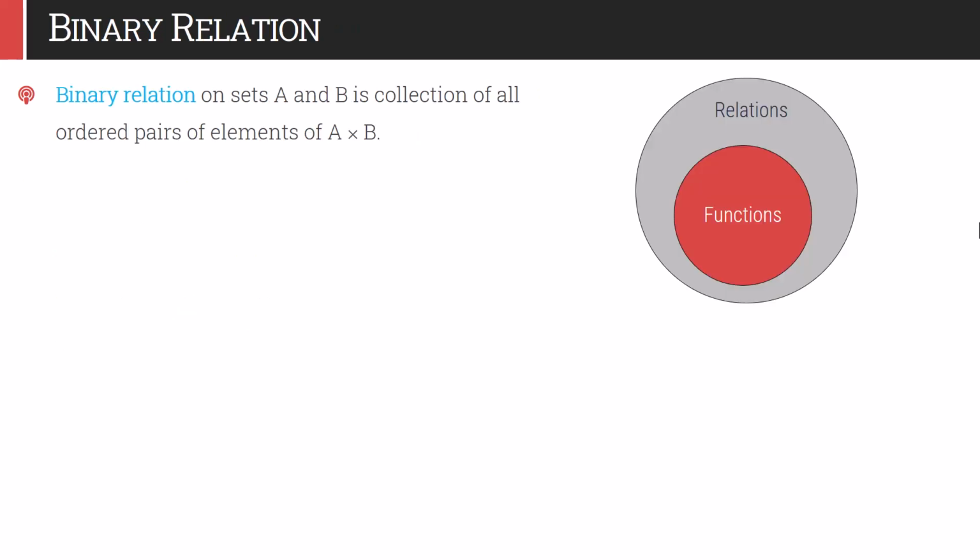Relation is defined over the Cartesian product of the sets. Now these sets can be either the same or different, that depends on the relationship. So normally the binary relation is defined over two sets.